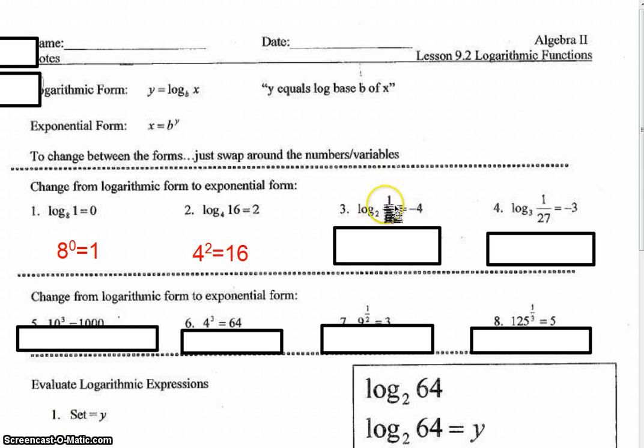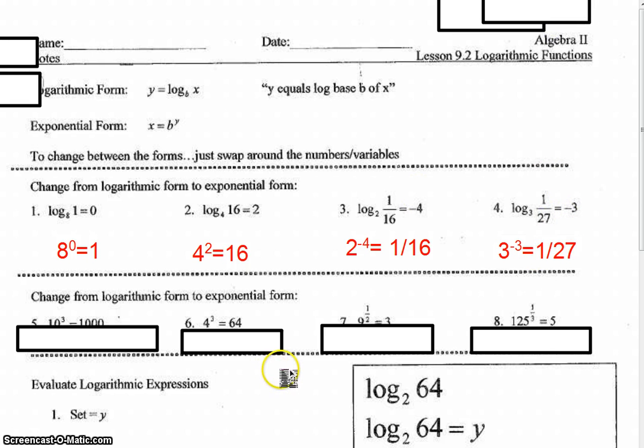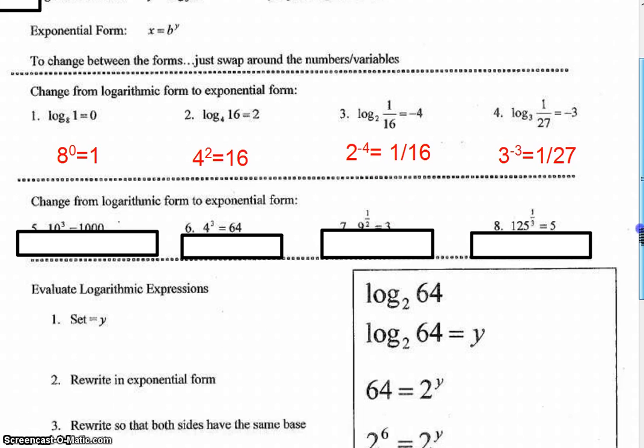Log base 2 of 1/16 equals negative 4. Your base is 2, negative 4 becomes your exponent, so 2 to the negative 4 equals 1 over 16. Log base 3 of 1 over 27 equals negative 3. 3 is your base, negative 3 becomes the exponent. 3 to the negative 3 is 1 over 27.